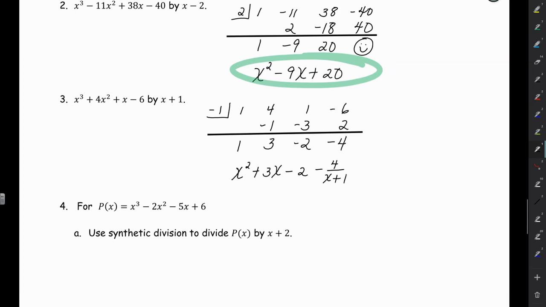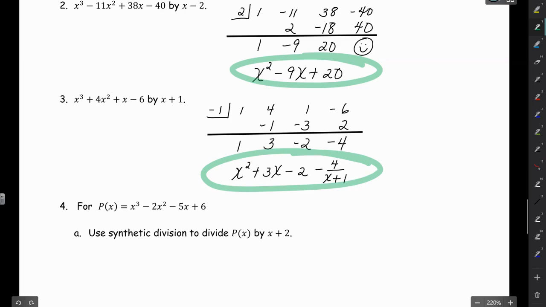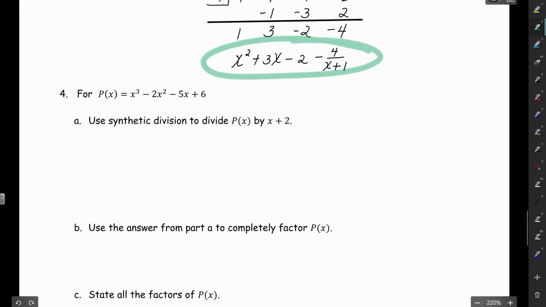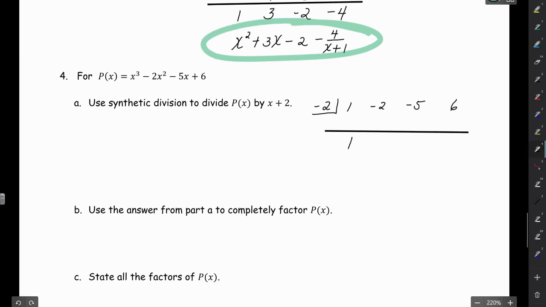All right. Number 4, we're given a polynomial. We're asked to use synthetic division to divide by x plus 2, so let's do that first. We're going to put negative 2 in the box. Our coefficients are 1, negative 2, negative 5, and 6. Bring down the 1. 1 times negative 2 is negative 2. Negative 2 minus 2 is negative 4.